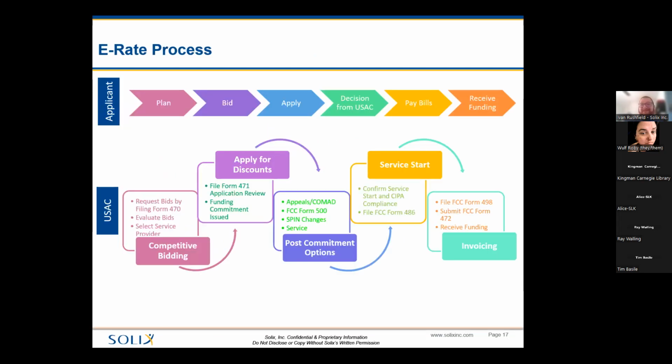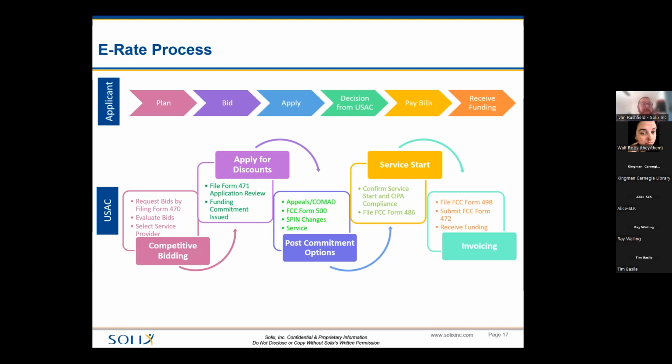And here is the process fully illustrated, live and in living color. Now, for the purposes of this presentation, we are really only going to be covering the first two arrows, plan and bid. Things like post-commitment and service start dates and invoicing, that's further down the line. Right now, we just want to get you started. So what we're going to be covering is competitive bidding, where you are requesting bids with that Form 470 and evaluating those bids and selecting a provider, and then actually applying for discounts.